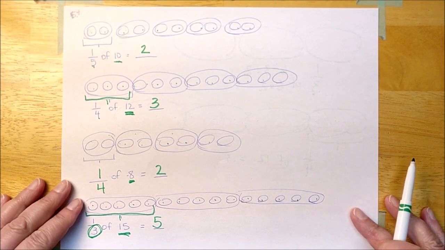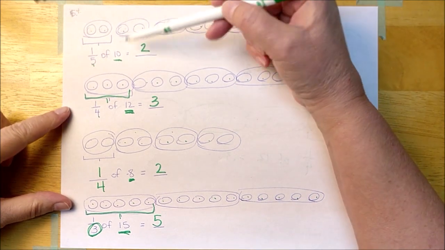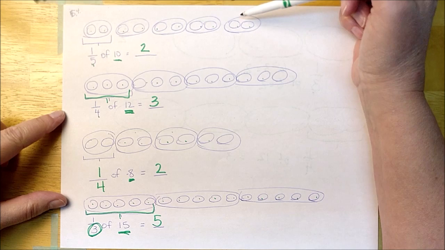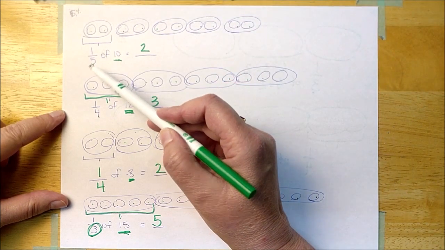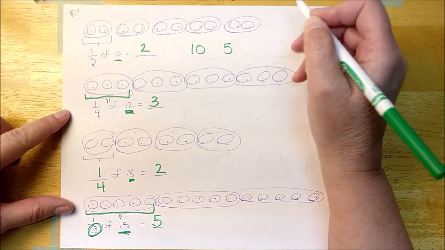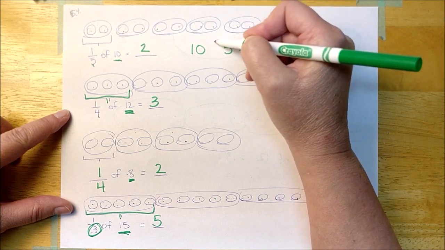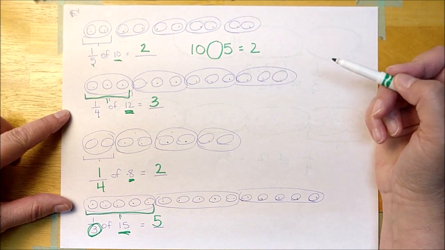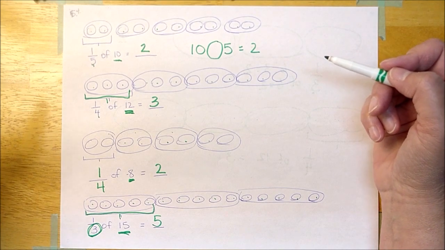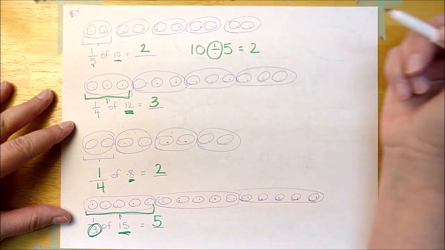Okay, here we are back, part two. So some of you might be saying to yourself, isn't there an easier way to do this, Mrs. Van Andel? And I'm going to say, yes, there are. So we have 10 circles, and we wanted to divide them into 5 groups, and each one had 2 in it. Who thinks they know what the math symbol I could put there? Would I put adding, subtracting, multiplying, or dividing? And if you said dividing, you are right.